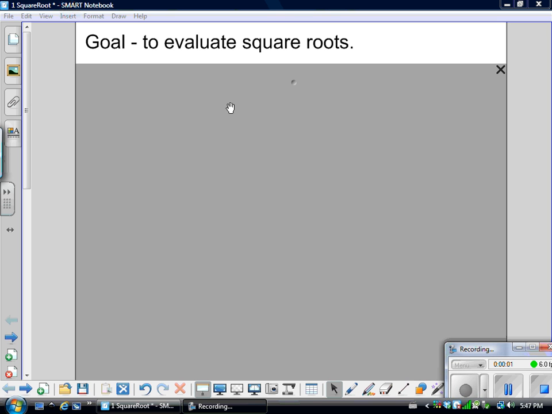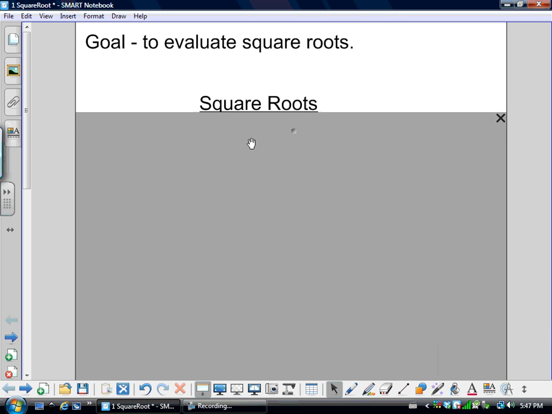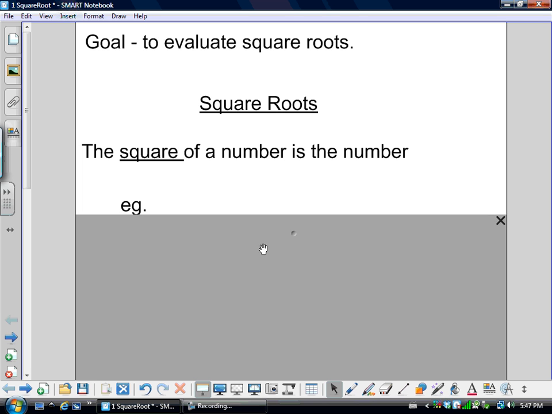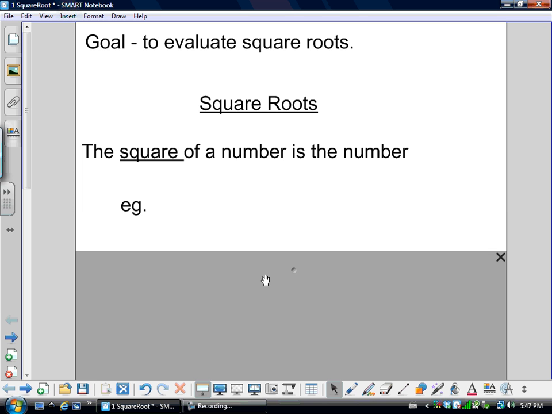All right, today what we're looking at for the first prerequisite skill for this unit is how to evaluate square roots. Again, this is a review of items that you probably should already know. First of all, square roots. The square of a number is the number multiplied by itself. Okay, so we take the number and we multiply by itself.